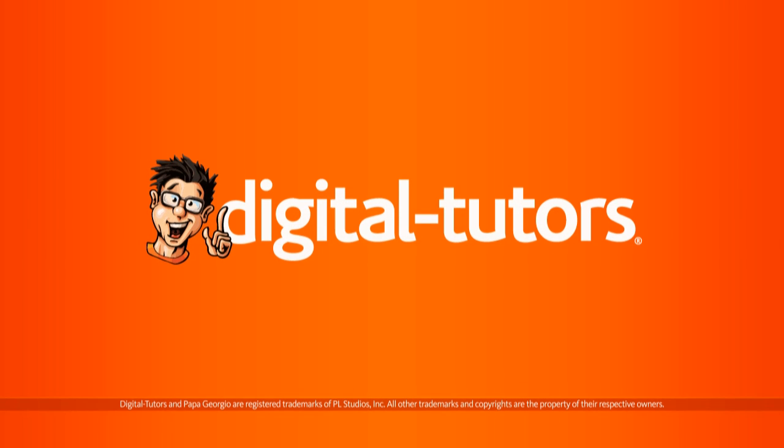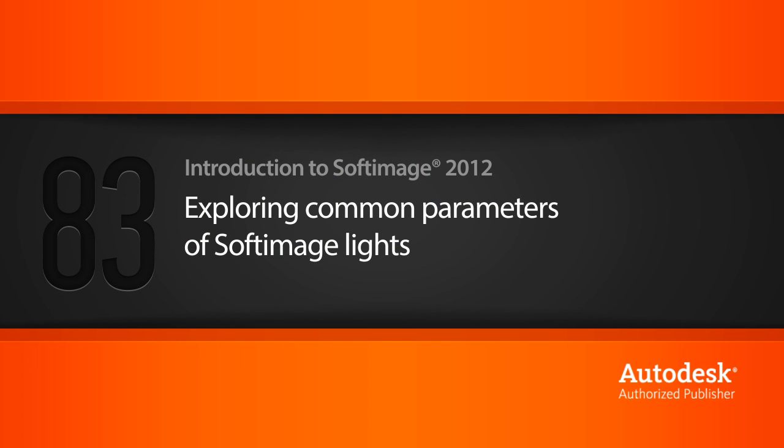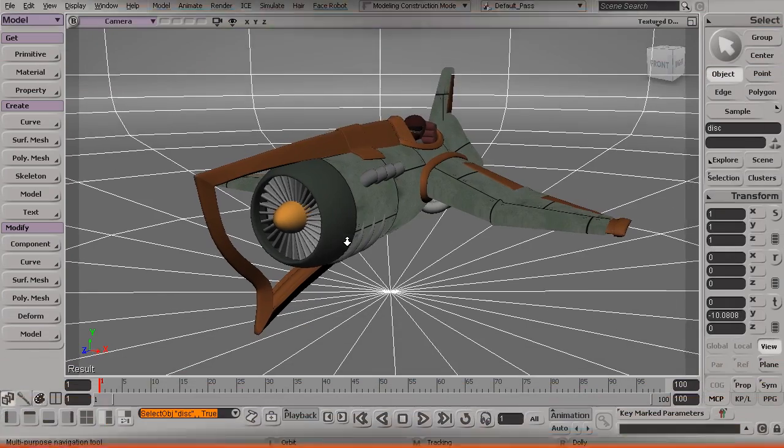In this lesson, we'll have a chance to take a look at a lot of the common attributes that are found on nearly all Softimage light types. Okay, so in this scene, we're just going to use our little ship here for some demonstration.